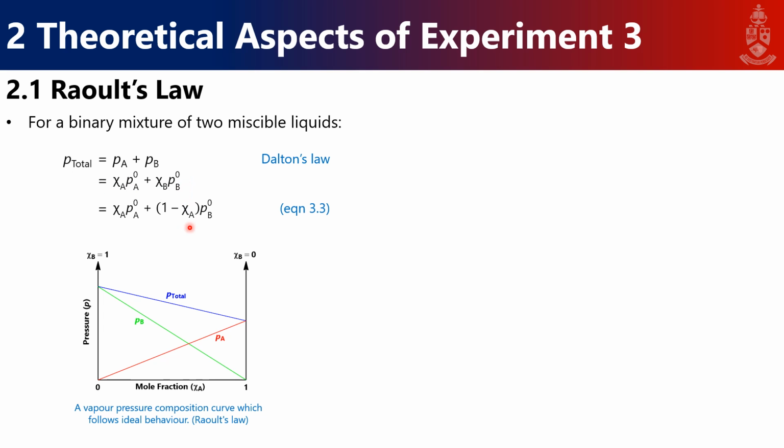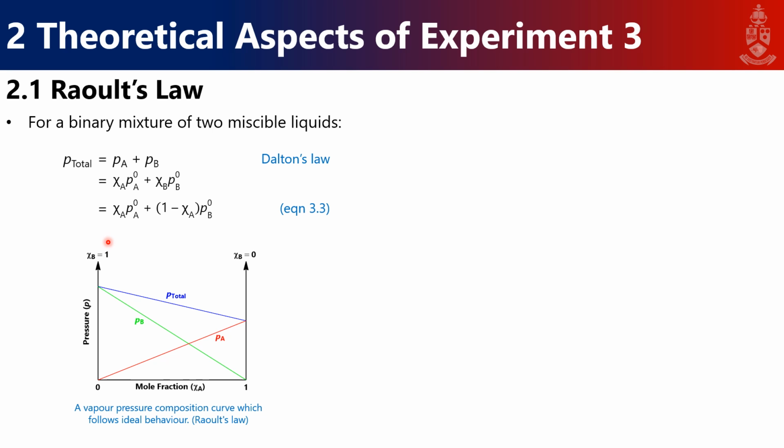I can then rewrite this expression only in terms of the mole fraction of either A or B. So in this scenario, in equation 3.3, I wrote it in terms of the mole fraction of A, just to have one less variable in my equation. So what do I do with this? I can use this to plot vapor pressure composition curves. And this will be for a system that follows ideal behavior, so there's no intermolecular interaction between my two liquids.